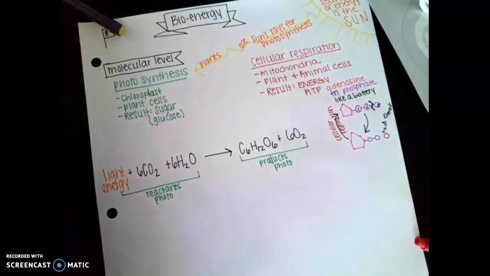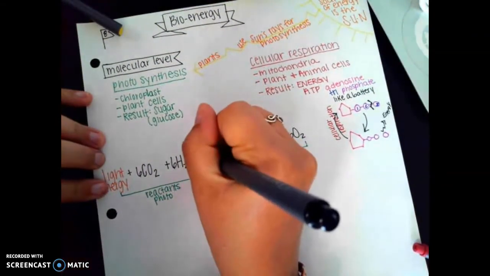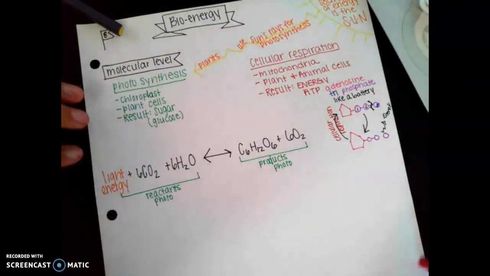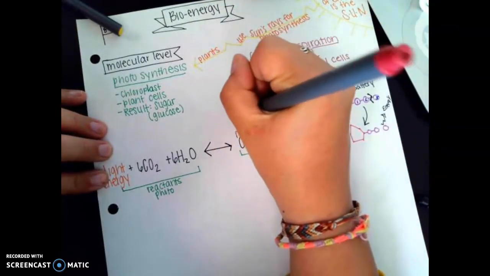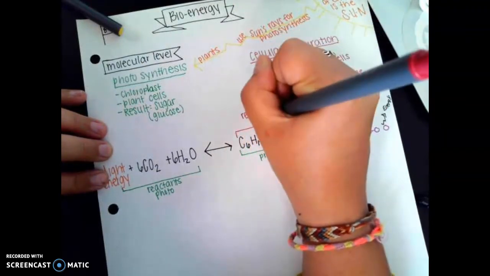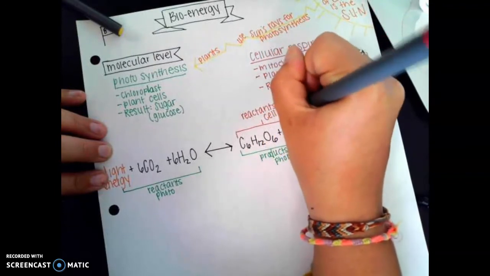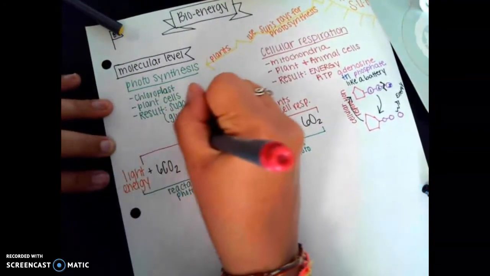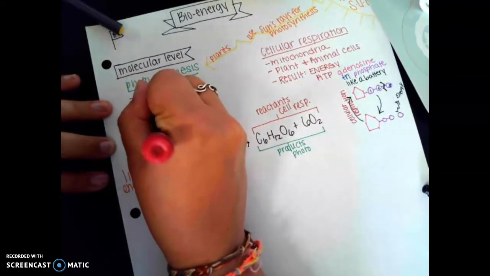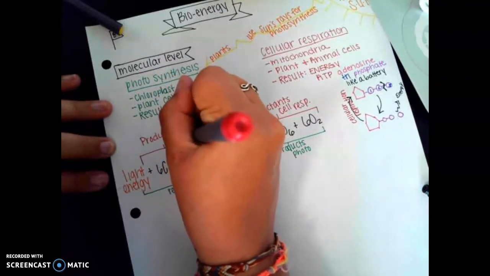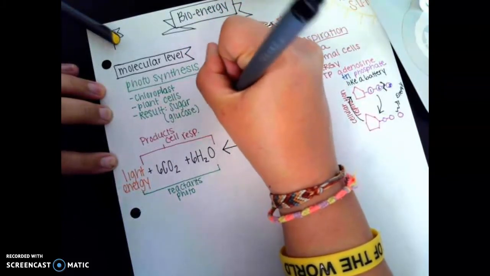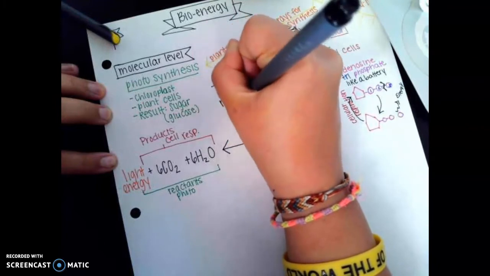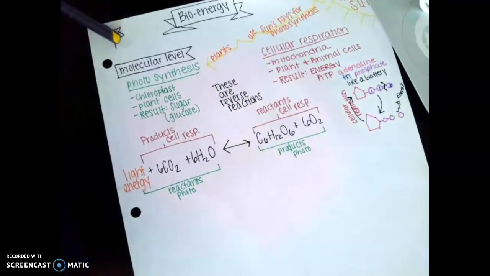I told you they're reverse reactions, which means I can reverse this arrow right here and make it a double arrow. Meaning that if I start over here, the glucose plus the oxygen is actually the reactants for cellular respiration. And then these are the products of cellular respiration. They're called reverse reactions, which means we just simply flip the arrow.